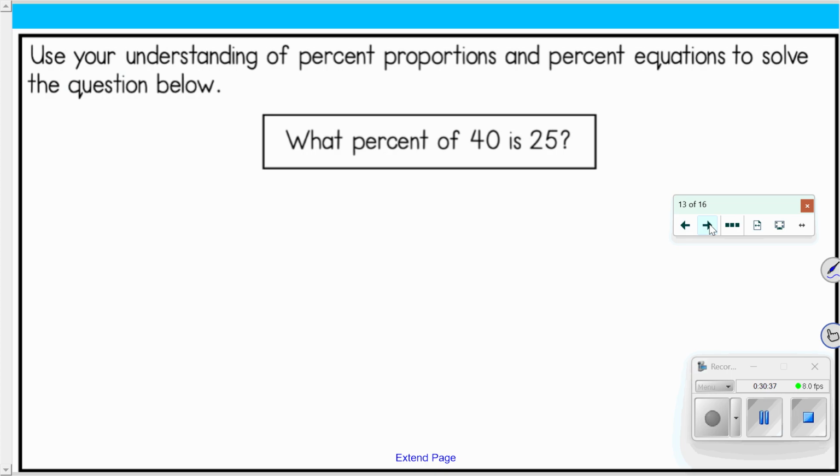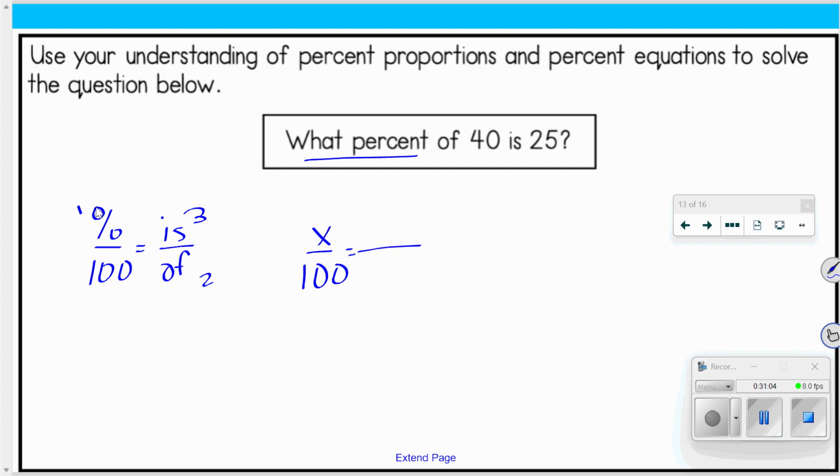Okay, here's one more. I'm going to give you guys 30 seconds, see if you can set the equation up, and then we're going to solve it together. Okay, let's see if you got it set up right. Remember, I start with percent, then I do my is and the of, right? So 1, 2, 3. What is my percent? X over 100. Good, thank you, Hunter. X over 100. What is my of? 40. What's left? 25.